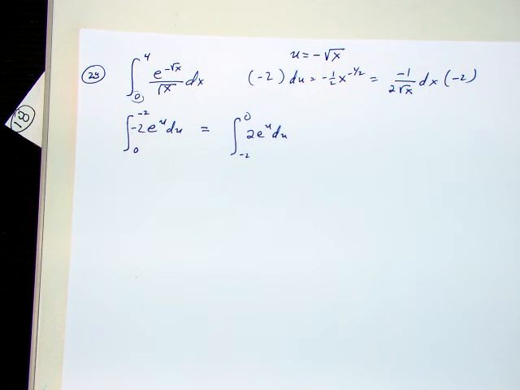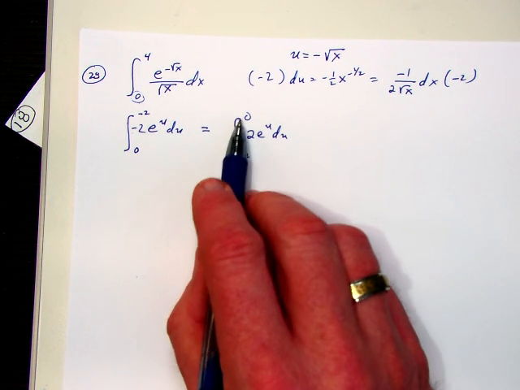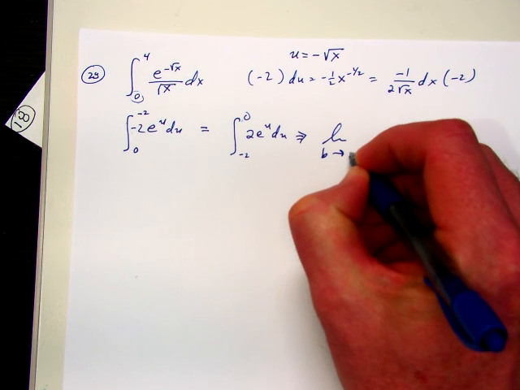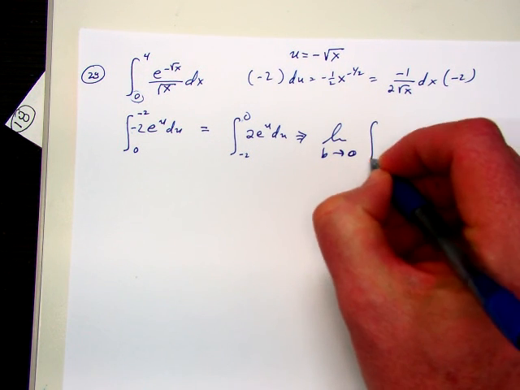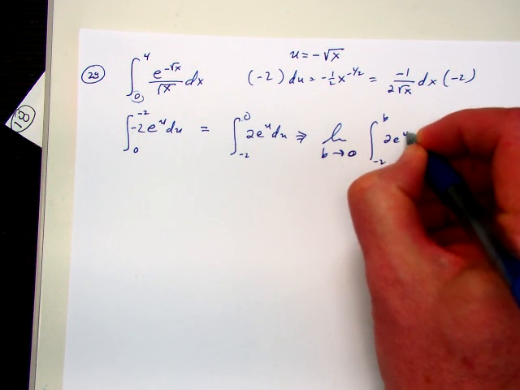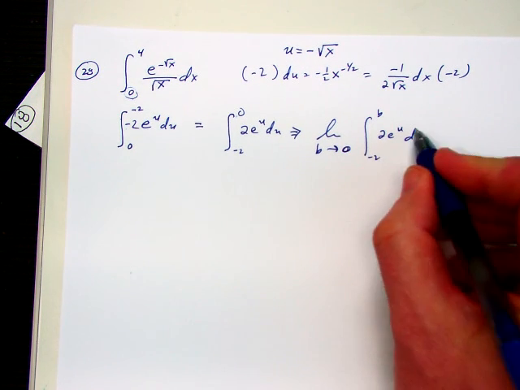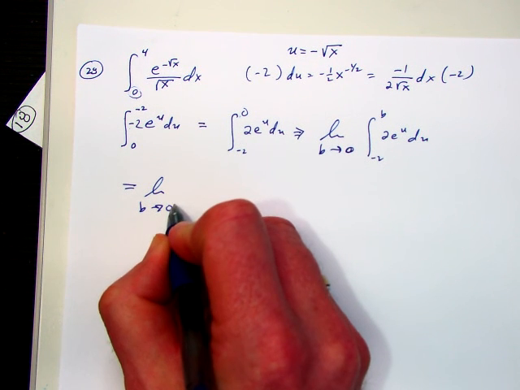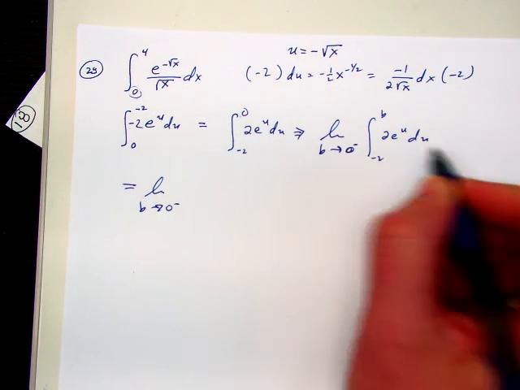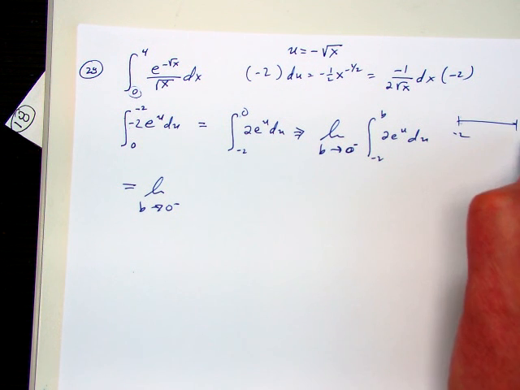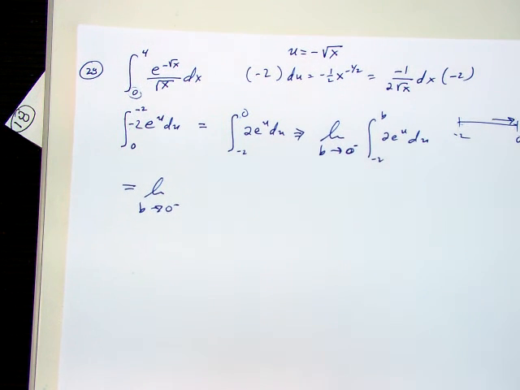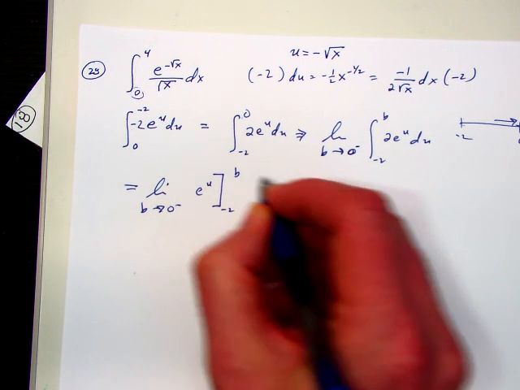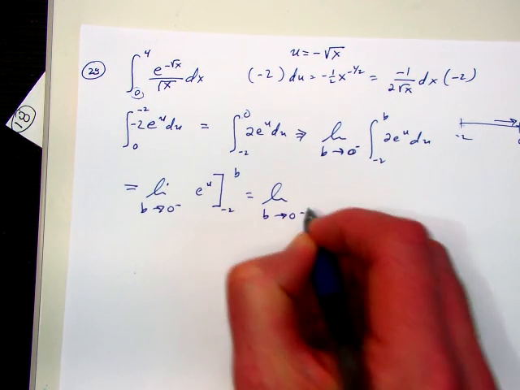All right. So now we still have to do the limit as b approaches 0. So I get the limit as b goes to 0 of the integral from negative 2 to b of 2e to the u du. But we all know the antiderivative of e to the u is itself. So I get the limit as b approaches 0. And by the way, this is from the left. Because if I think of here's negative 2, here is 0, I'm approaching it from the left side. And what I get is e to the u from negative 2 to b, which is the limit as b approaches 0 from the left of 2e to the b.